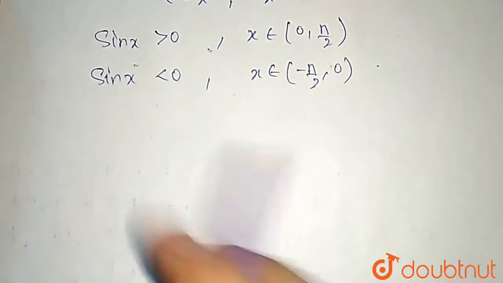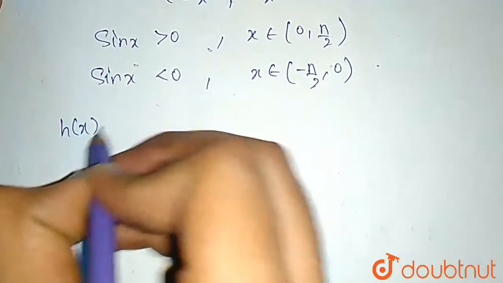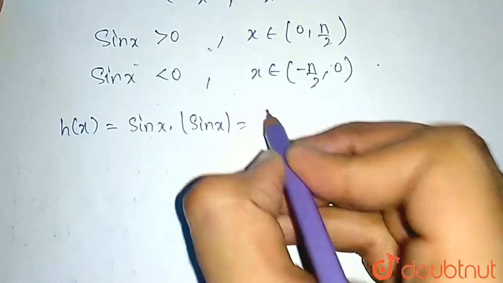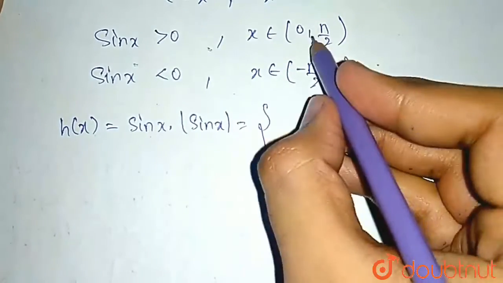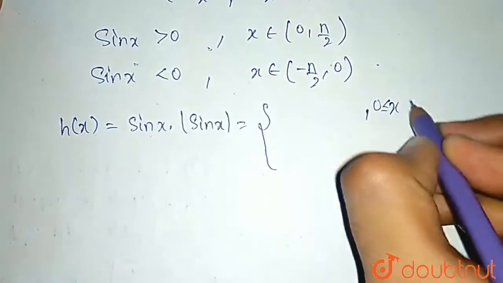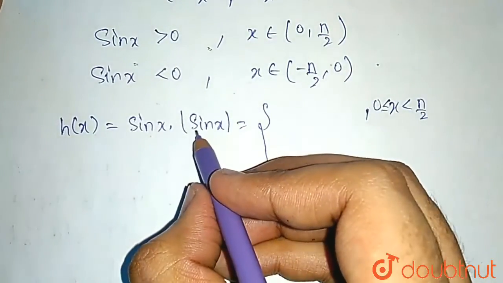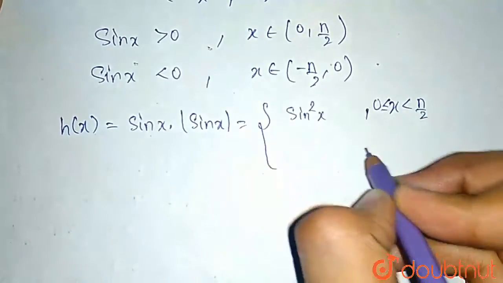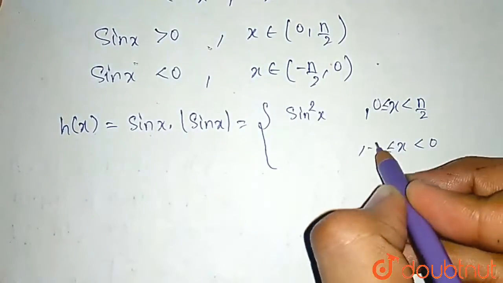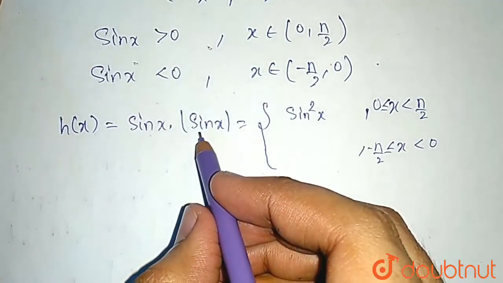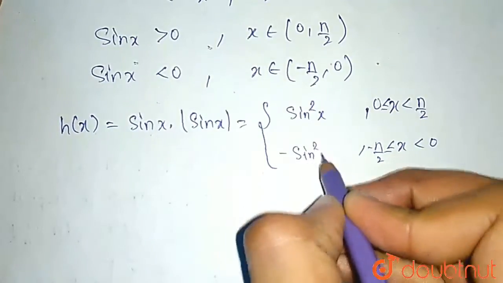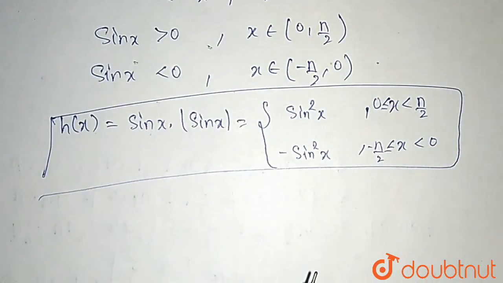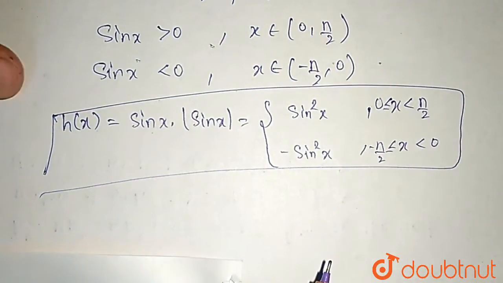Using these properties, we can write h(x), which is equal to sin x into mod of sin x, as follows. For x greater than or equal to 0 and less than pi by 2, this bracket will open positively, so we'll have sin x into sin x, that is sin square x. And for x less than 0 but greater than or equal to minus pi by 2, this bracket will open negatively, so we'll have minus of sin square x. So this is the new definition of h(x). Now let us check the continuity and differentiability according to this definition.